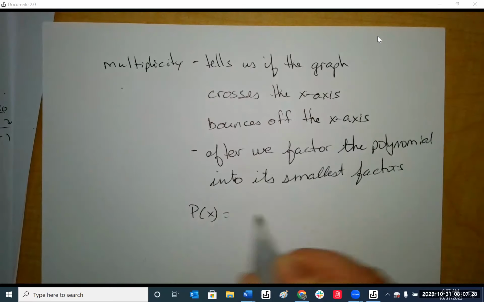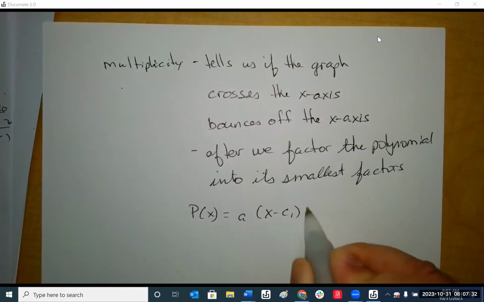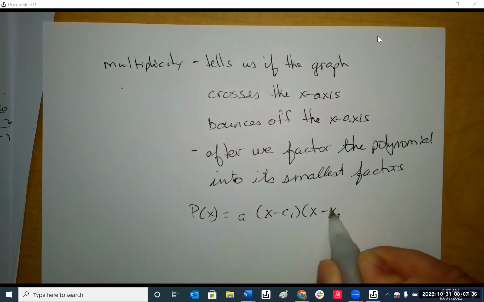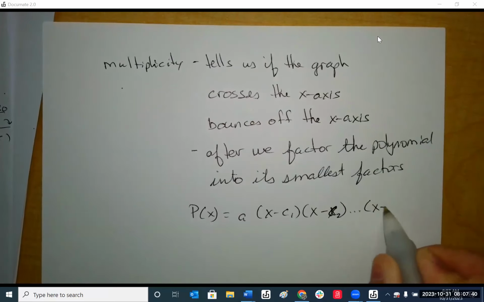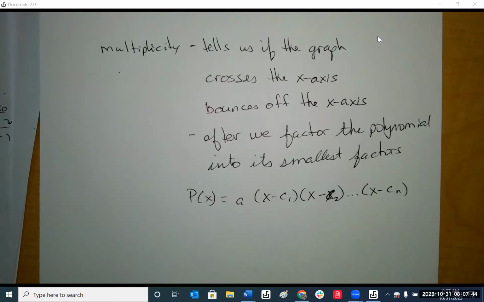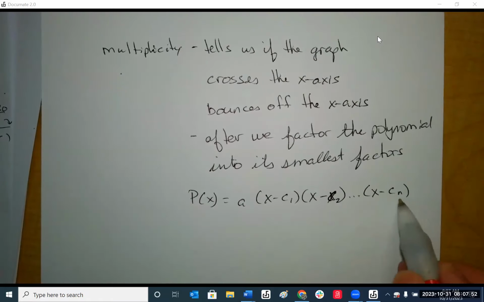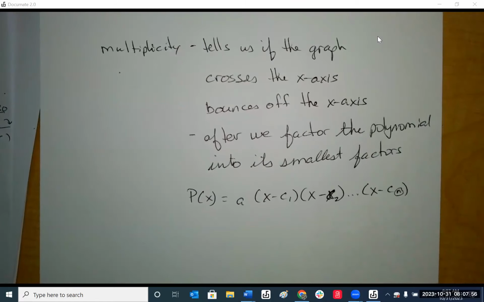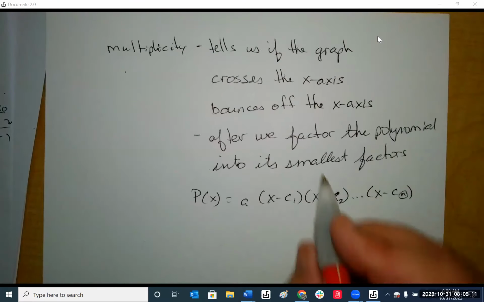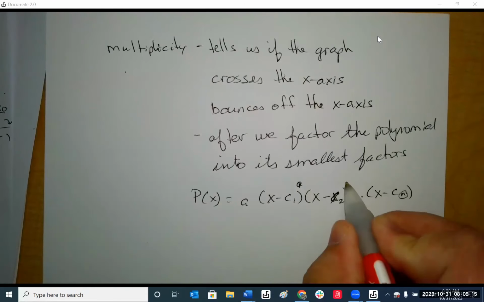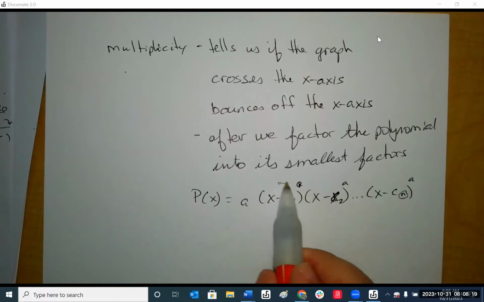So here we have a polynomial where it's x minus c1, x minus c2, all the way down to x minus cn. Notice this n is the same as the degree. So we'll have at most the same number of factors as the degree of the equation. If the degree is 3, we should have 3 answers. The multiplicities are these exponents right here. They tell us the number of times the answer repeats itself.